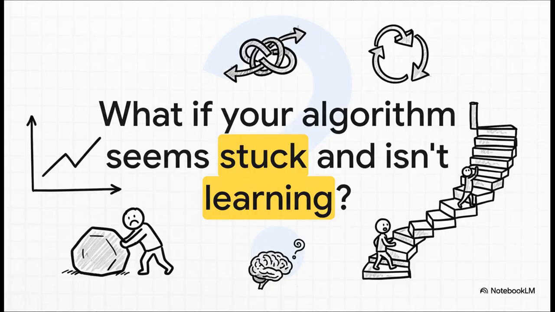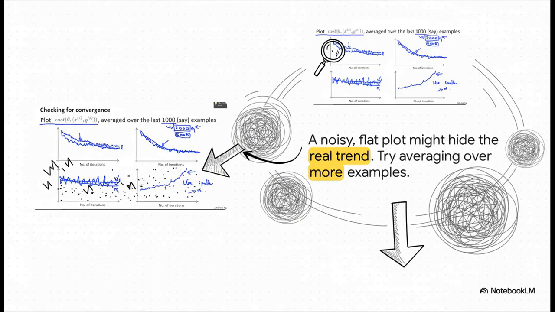Okay, now let's look at a really common and sometimes misleading scenario. You're looking at your plot, and it just seems to be going absolutely nowhere. At first glance, this plot looks pretty bad. It's just a noisy, flat-looking line. And you might be tempted to just kill the training run right there, thinking nothing's happening. But hold on. The actual story, a very slow but steady downward trend, might just be buried under all that noise. So before you give up, the first thing to try is just increasing your averaging window. Go from 1,000 to 5,000 and see if a clearer pattern emerges.